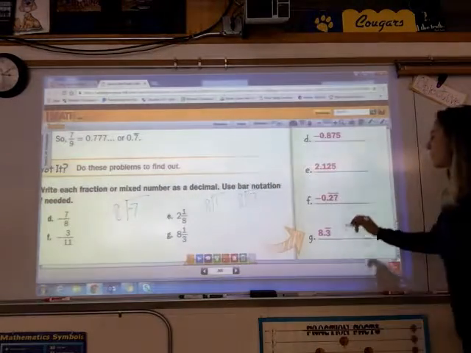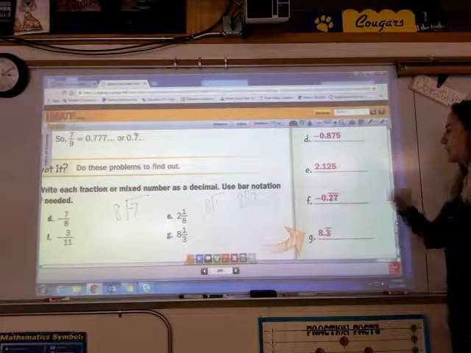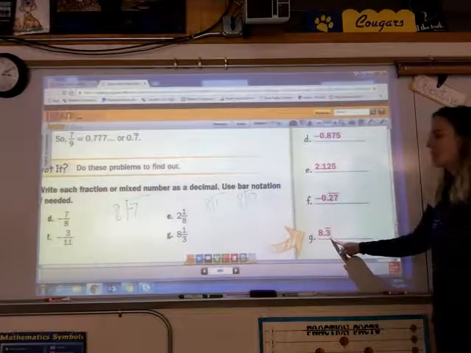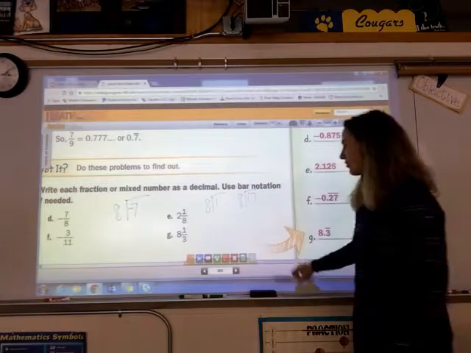-3/11, when we take -3 divided by 11, we should come up with -0.27 using the bar notation over both the 2 and the 7. And then 8 and 1/3. 1/3 is the same as 3/9, which would mean that that's going to be 8.3 repeated with the bar over the 3.